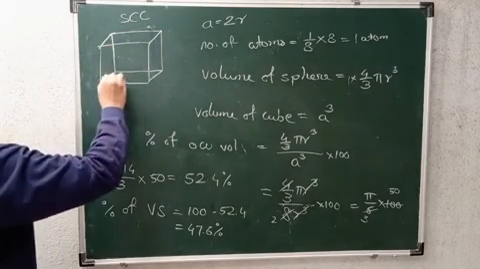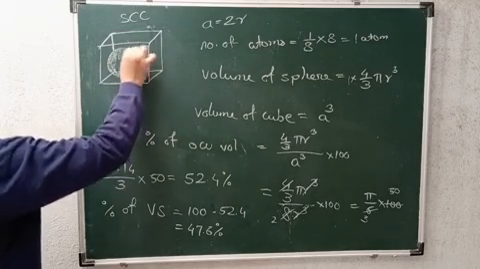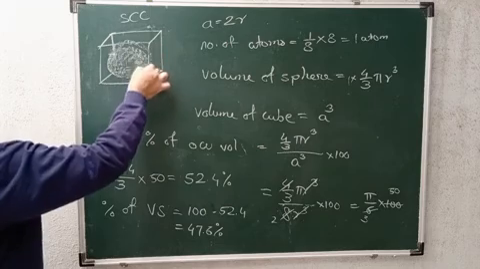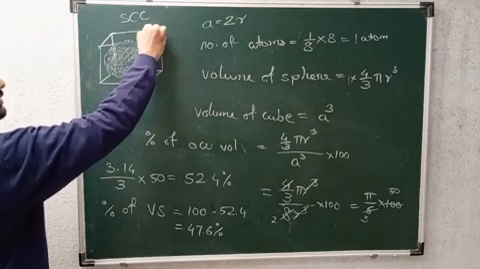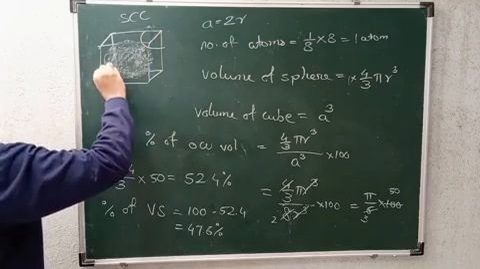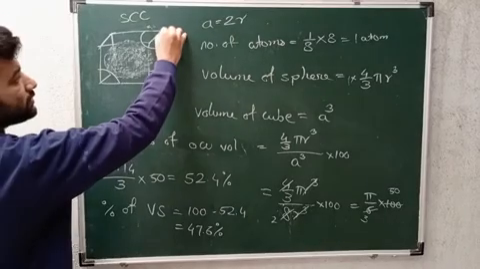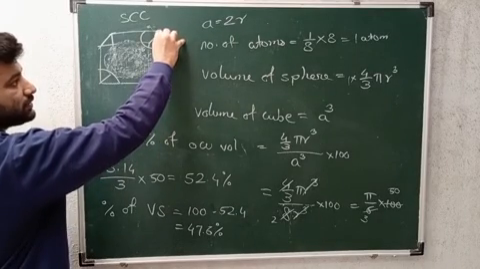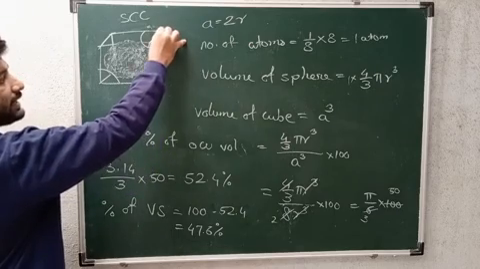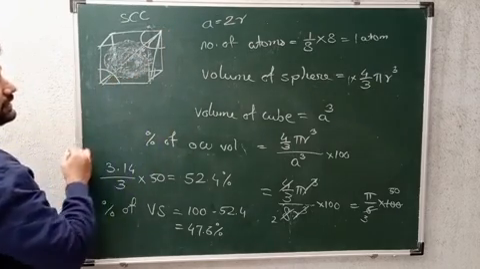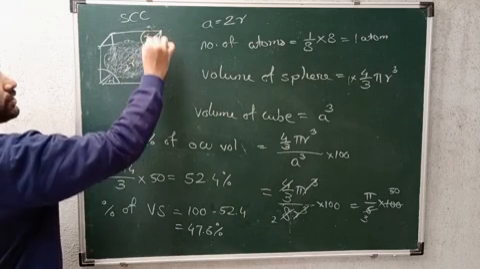Body centered means a whole atom is placed at the center of the cube. This is a whole sphere. This whole atom is present at the center of the cube, and the atom at this corner is in contact with the atom in the next corner. So I will do a construction. I will join these two ends, and this with this end. Here you can see this is R, this will be 2R, and this will also be R.